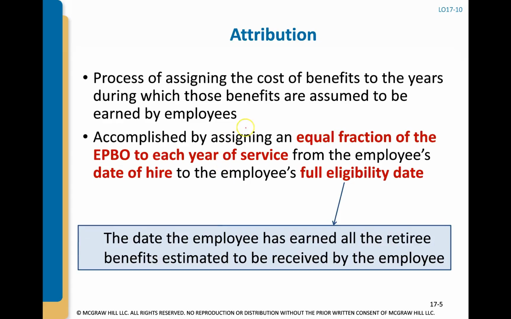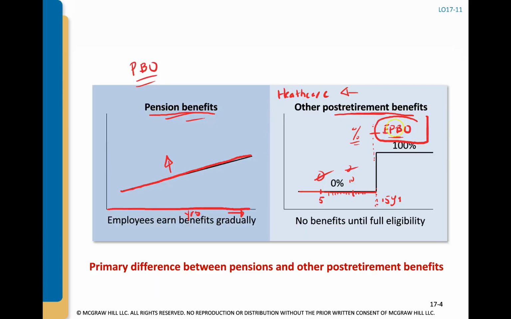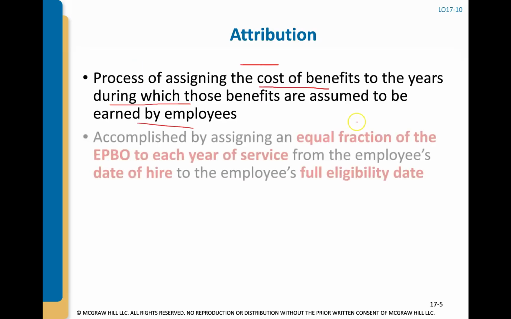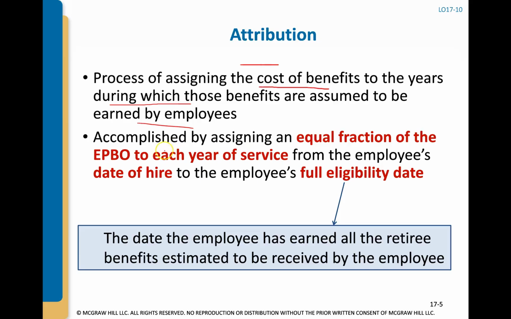The way we record, I said there's a fraction, right? The process of assigning the cost of benefits to the years during which those benefits are assumed to be earned by employees is called attribution. This is how we assign a portion of that EPBO that I was talking about. This fraction is part of the attribution concept.